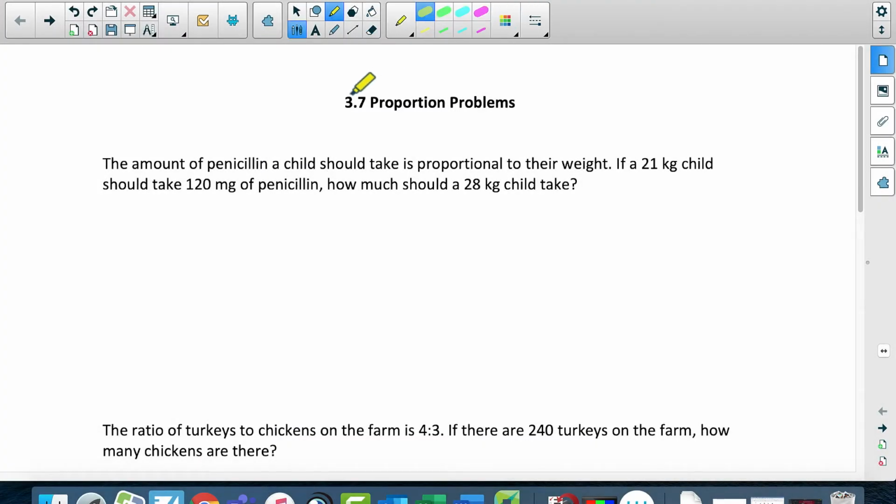Okay everyone, we're going to do section 3.7 on proportion problems. I could have done this earlier when we first learned proportions. Don't really know why I waited till now. But the good news is you've already kind of been doing proportion problems even though you weren't clear of it. Every time that you set up a proportion, two fractions, and then you cross multiply to get the answer, every time you did that, you were solving a proportion.